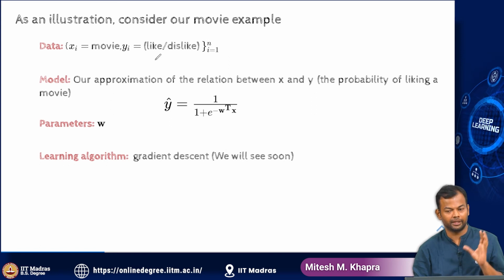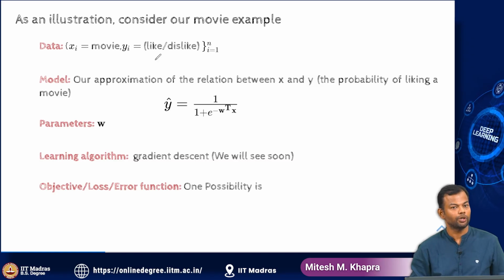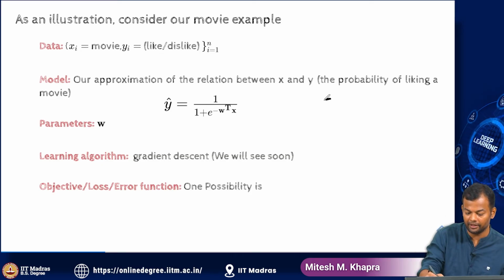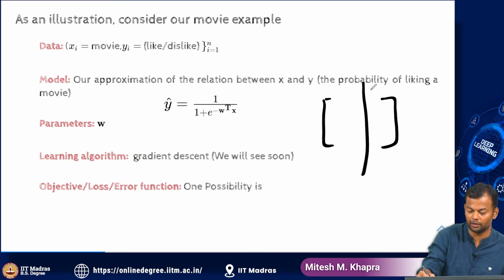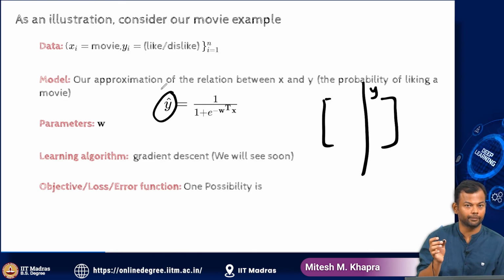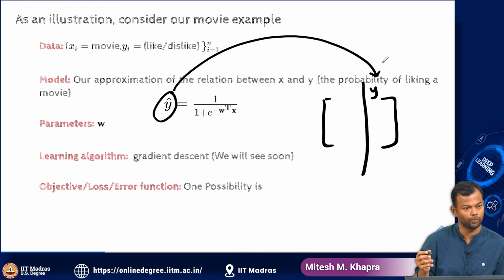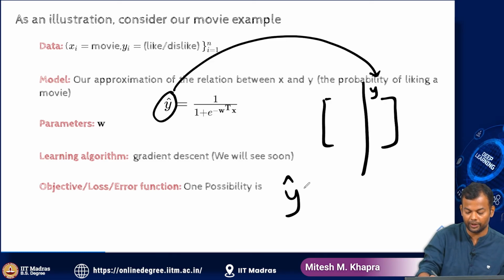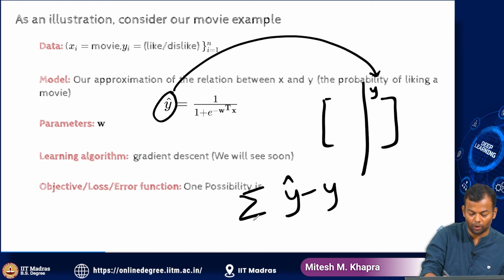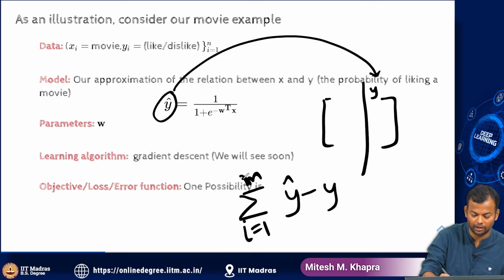And what is the objective function? What should my objective function be? Let's try to arrive at an objective function. I'm given some data, x comma y, and now I have this approximation. At the end of learning, what would you want? You would want this y hat to be as close to y as possible. That means the difference between y hat and y should be as small as possible for all the training examples that I have, maybe n.